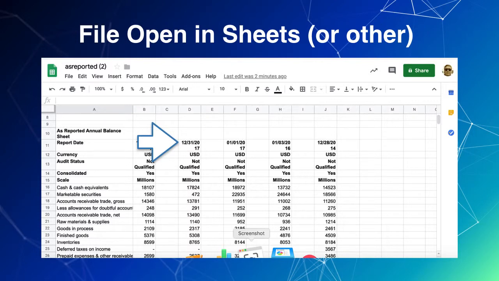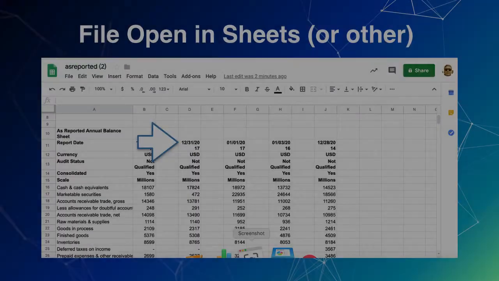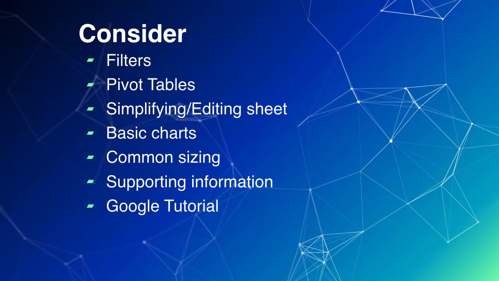As I mentioned, simplifying or editing the sheet a little bit. You can also consider basic charts. Basic charts that you can highlight a row going across from the left column and get some kind of fundamental information. And it usually breaks it out with color bars or something like that. So it's good for spotting trends or spotting direction. That might be better. You can do common sizing.